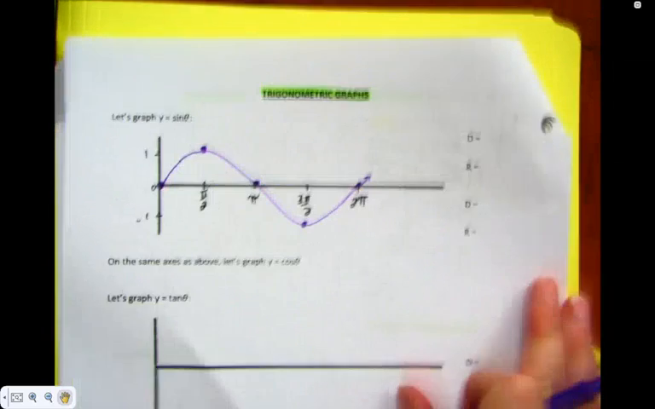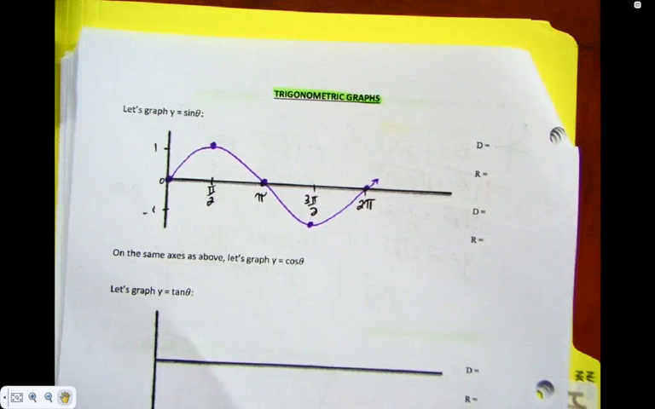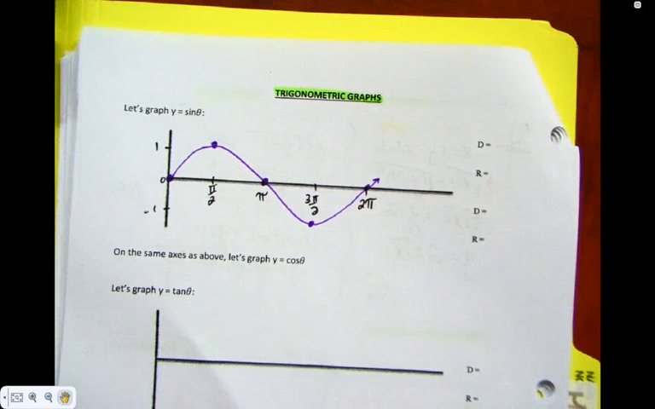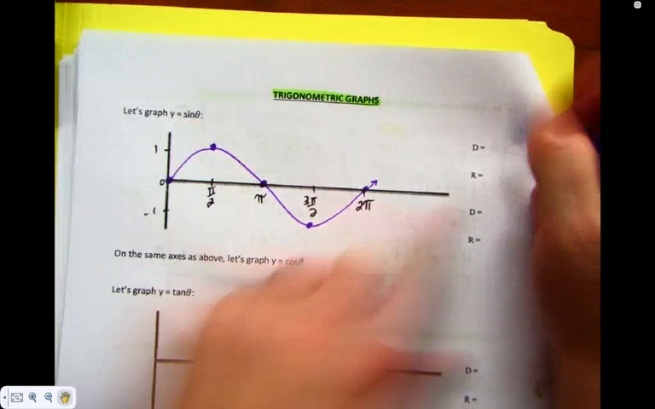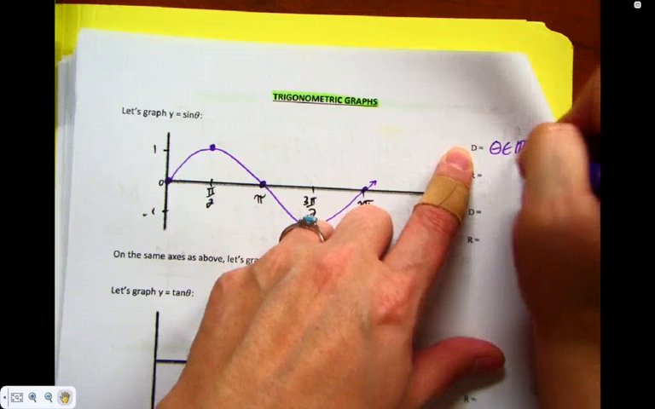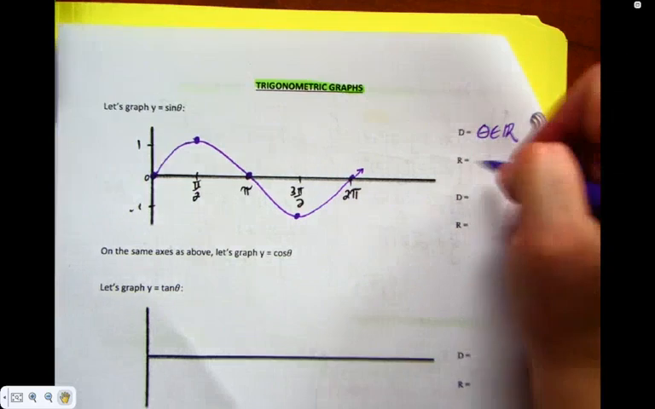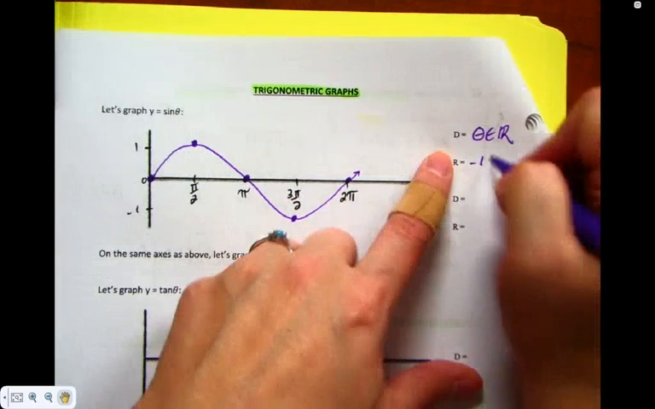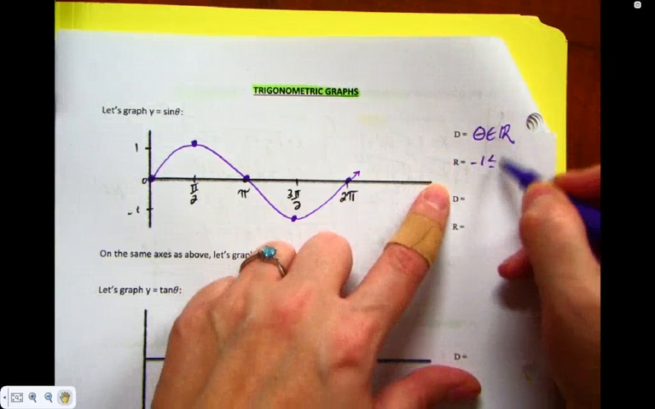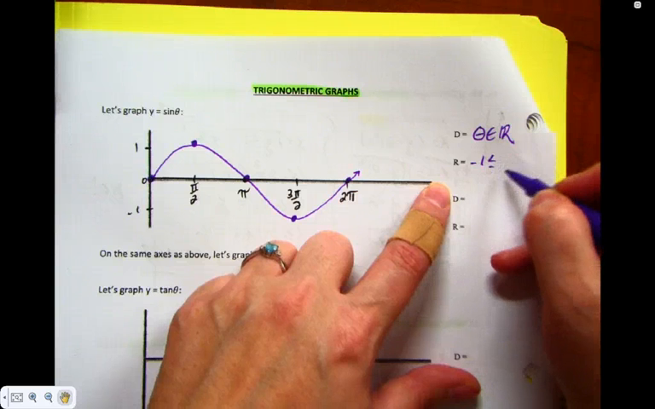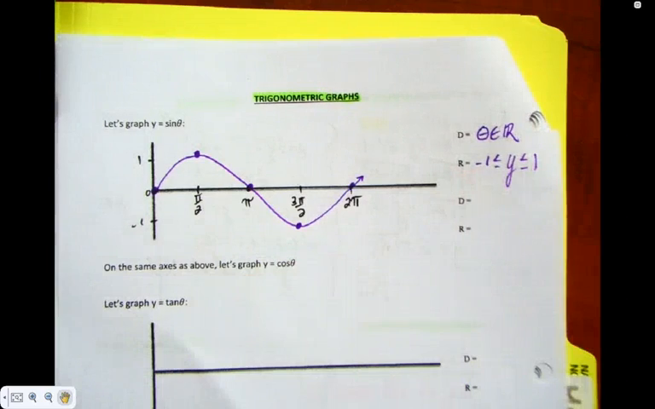Domain. X is an element of the reals, except I don't have an x, I have theta, an element of the reals. The range, so it's a unit circle. What's the lowest y value and what's the highest y value? Negative 1 is less than or equal to y is less than or equal to 1. Because it's a range, I don't want theta in there, I want y. The range is always all the possible y values, and the domain is all the possible x values, which we don't have, we have theta. Remember, not feta like the cheese.